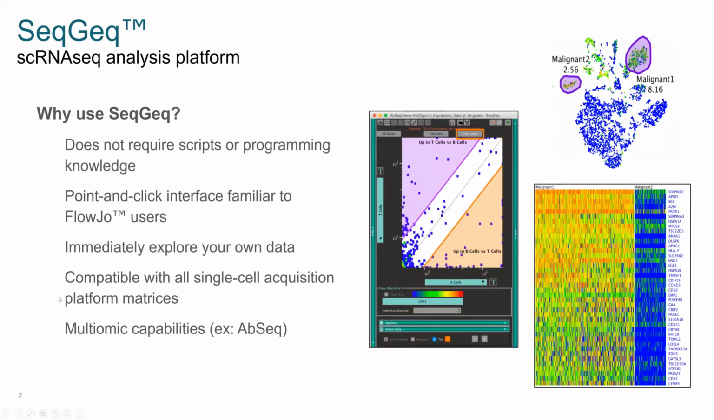But it is compatible with other platforms, including 10x Genomics, for instance, or the BD Rhapsody platform. Also, the software has multi-omic capabilities, right? So if you've used the Rhapsody and done some kind of AB-seq experiment where you're looking at protein as well as mRNA transcripts at the same time, you can handle that kind of analysis within SeqGeek as well. So it's not limited to just single-cell RNA-seq in terms of transcript analysis, but you can also get something similar to flow cytometry information within the same platform for analysis.